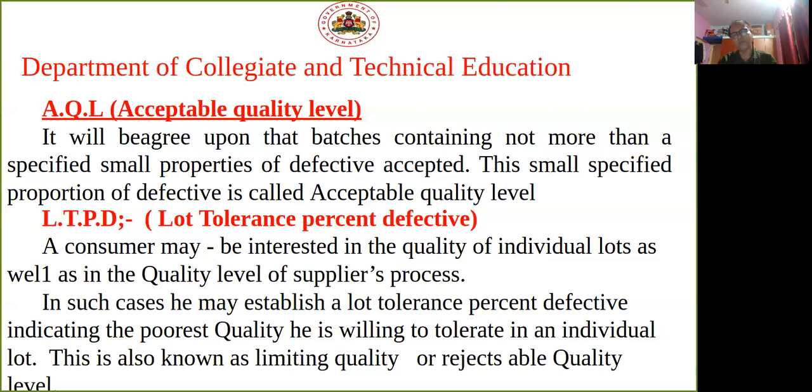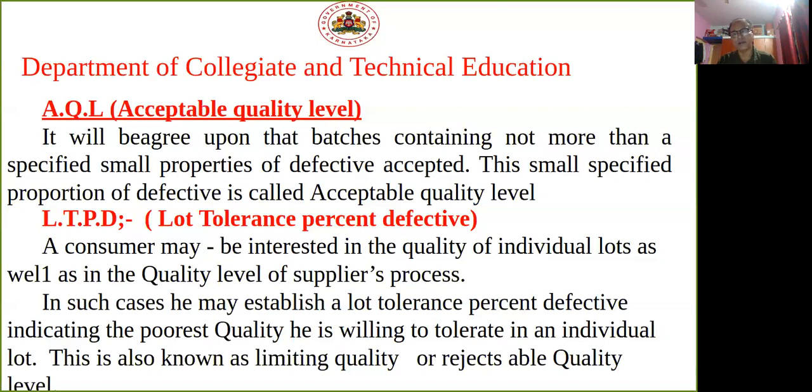For example, say there is an agreement between the customer and the producer, and they have come to the conclusion that the lot is 100, and out of that 5 items will be selected for inspection. The consumer will say, if there are 0 defectives, I'll accept the lot. If there is 1 defective, I'll accept the lot. If there is more than 1 defective, I will not accept the lot.